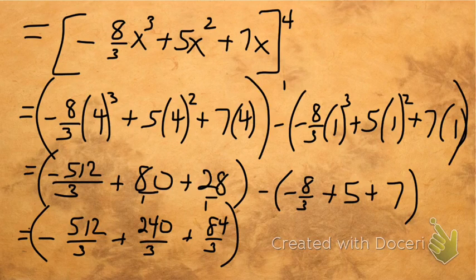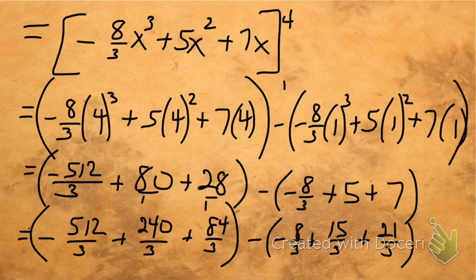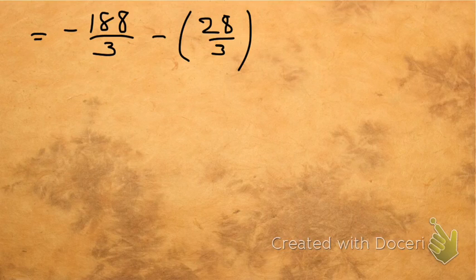Okay, now in the back, we've got take away a negative 8/3. 5 wholes is 15 thirds. 7 wholes, 21 thirds. If we put these together, since the denominators are the same, we combine the numerators. Negative 512 plus 240 plus 84 all over 3, that makes negative 188 thirds. Negative 8 thirds, positive 15 thirds, positive 21 thirds, that's 28 thirds.